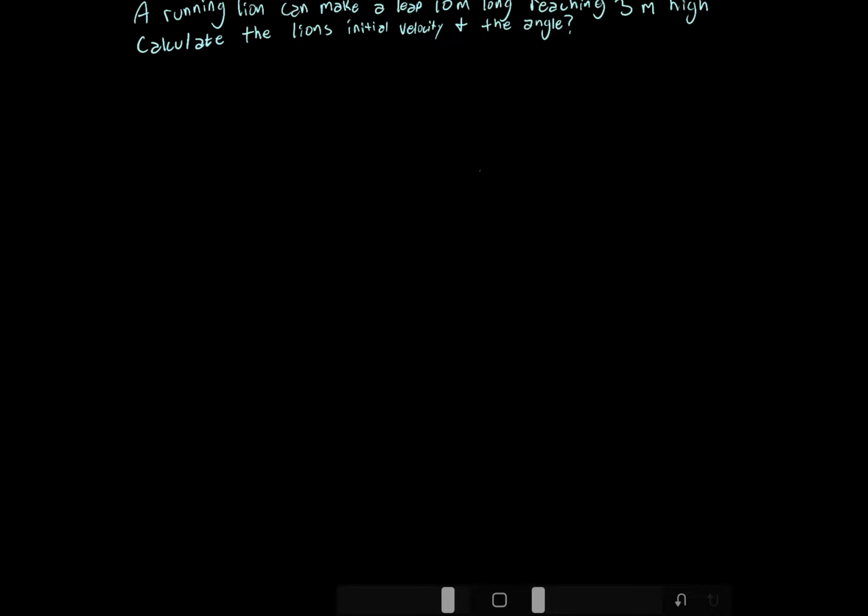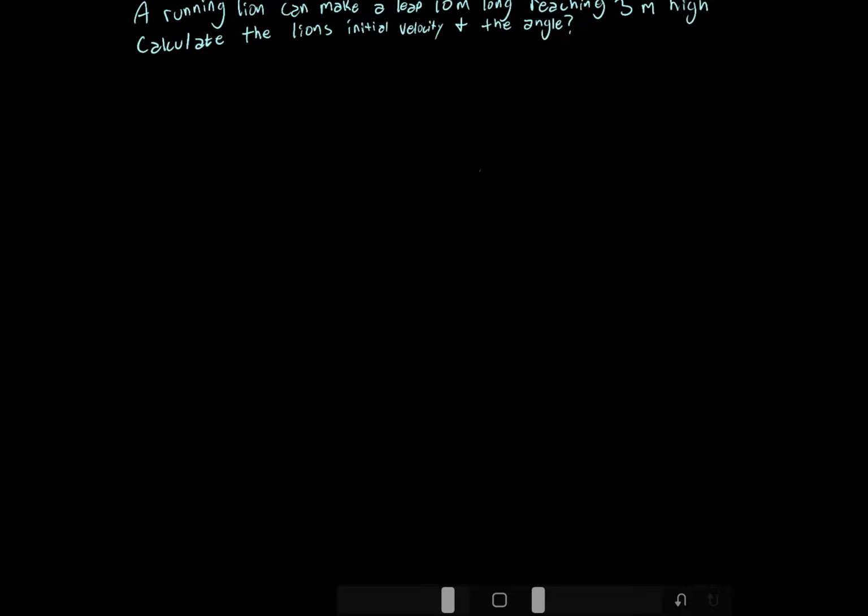A running lion can make a leap 10 meters long, reaching 3 meters high, and we want to calculate the lion's initial velocity and the angle that it leaped at. So this is one of those really annoying questions that your professors ask that is only worth 1 point on the exam and it takes you 30 minutes to complete. So there's multiple steps with this question.